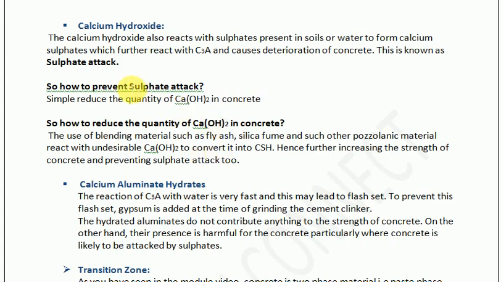And now we know that calcium hydroxide is undesirable because it causes the sulfate attack. And what is sulfate attack? Sulfate attack is nothing but the reaction of calcium hydroxide with the sulfate in the soil to form calcium sulfate, which reacts with the tricalcium aluminate to form a product which is not good for the concrete strength.